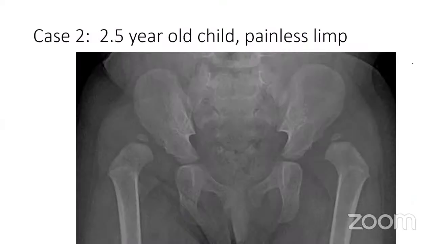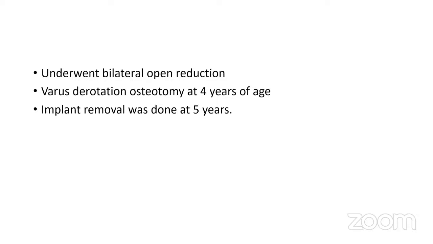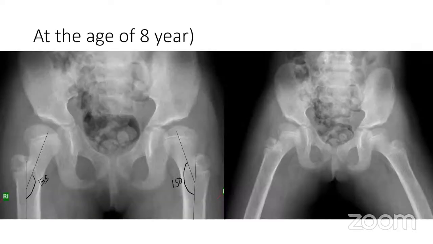Quickly, I am presenting a case of a 2.5-year-old child who presented with painless limp, and this is the X-ray on presentation. The child underwent bilateral open reduction and varus derotation osteotomy at 4 years of age. Implant removal was done at 5 years of age. She again presented at 8 years of age, and this was her picture.